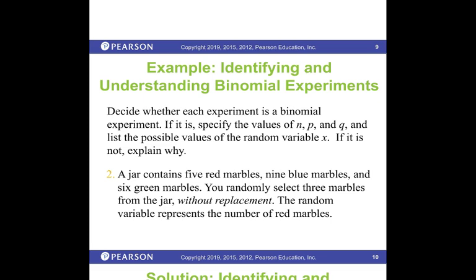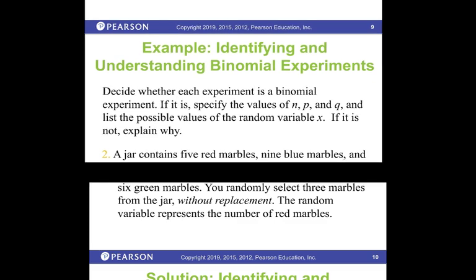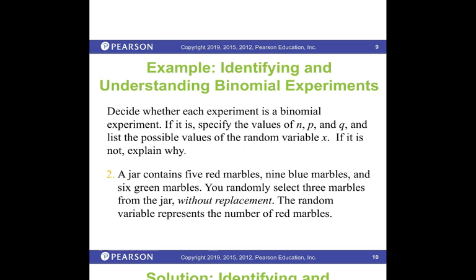So what's the probability of getting a red marble here? How many red marbles do we have? We have 5 red marbles out of a total of, what is it, 5, 9, and 6. So let's see, 5 and 9 is 14, so 20. So the probability of getting a red marble on the first trial is what? 25%.